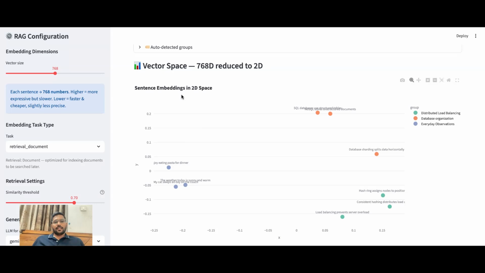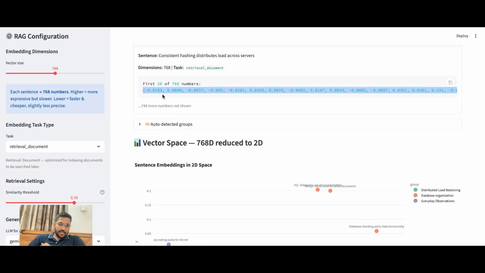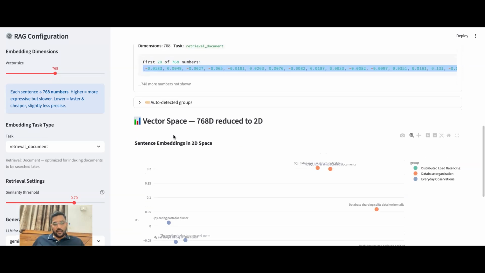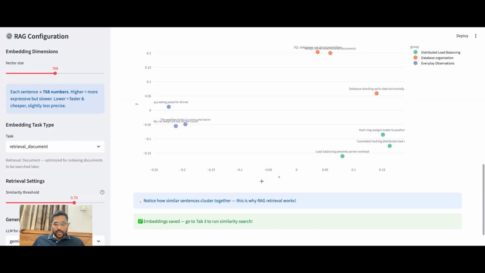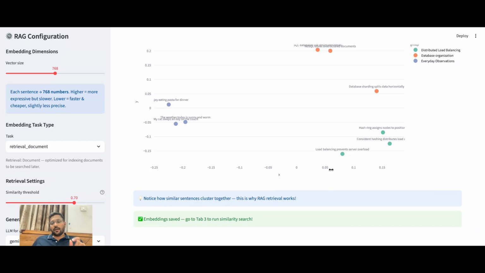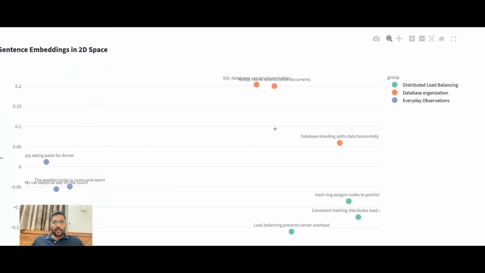So this is a 768 dimensional sentence vector. For representation purposes, we reduce that 768 dimensions to two dimensions. Here you can see that the sentences which are related to each other are coming closer to each other. If you are able to see that, there are multiple groups created over here.